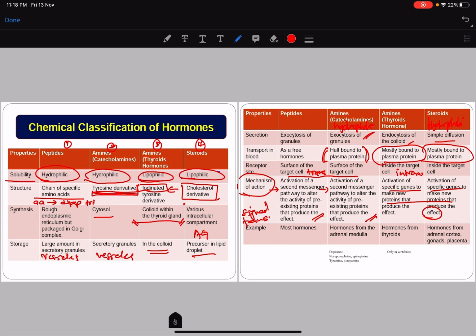So for peptide hormones, can you give an example? Insulin or glucagon, these two are peptide hormones. An example for catecholamine: dopamine, epinephrine, norepinephrine. Thyroid hormones are basically the hormones from the thyroid, and also steroid hormones are hormones from the adrenal cortex or gonads.